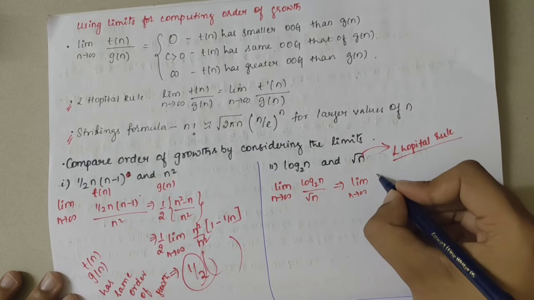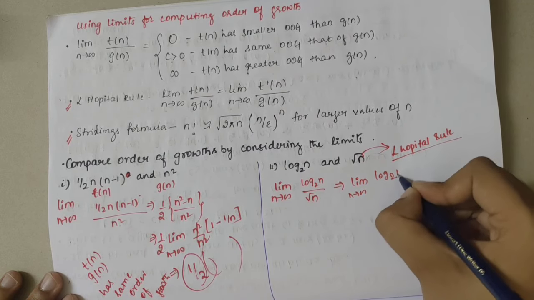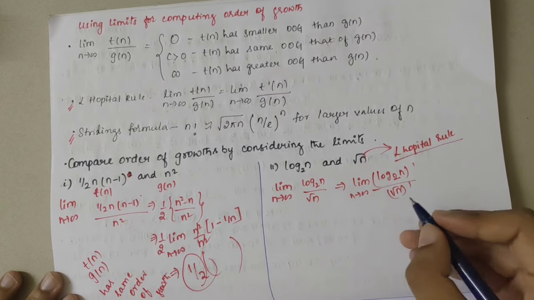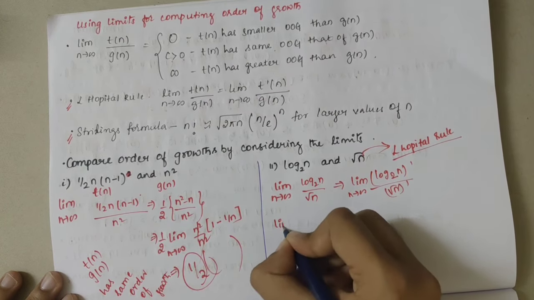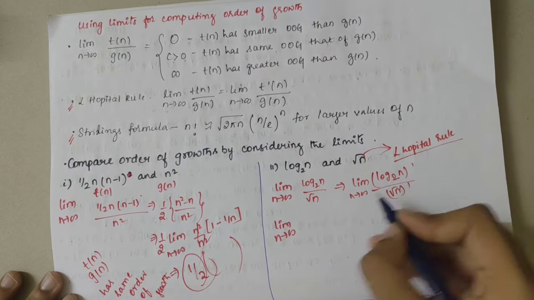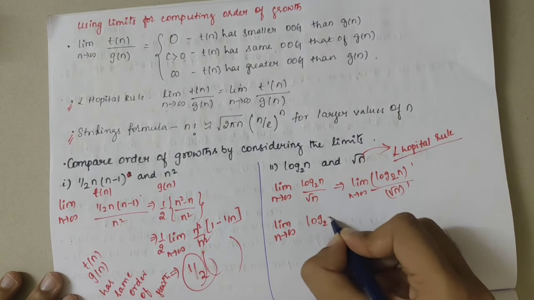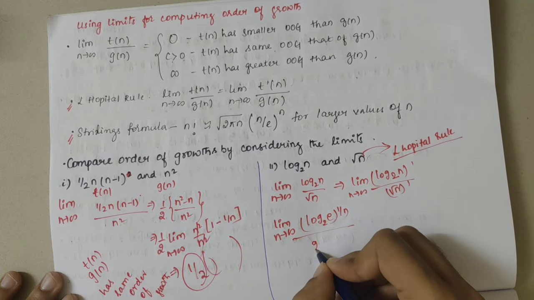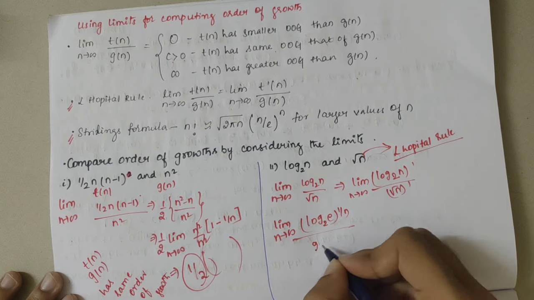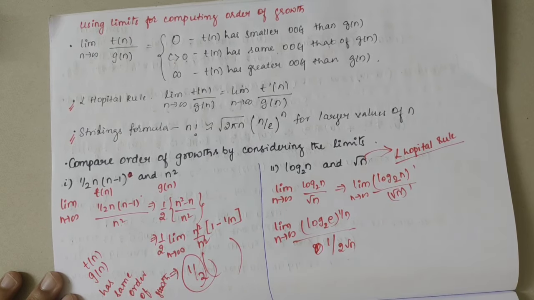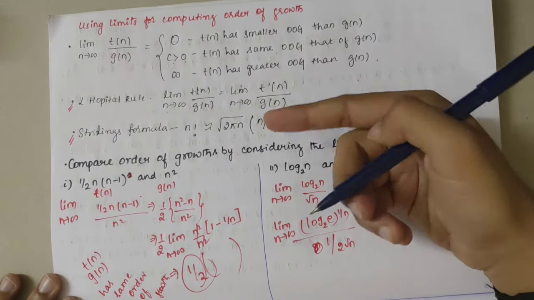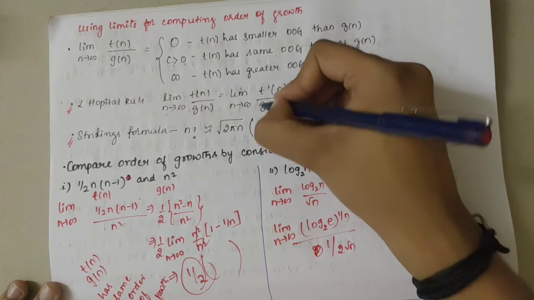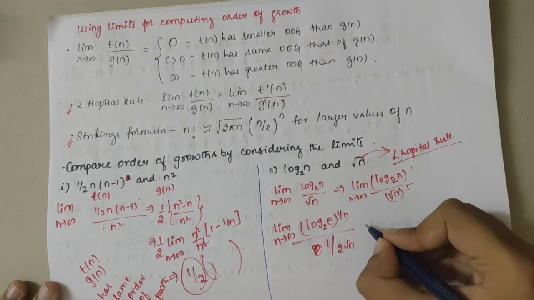So that says limit of n tends to infinity, log to the base 2 of n by under root n. So here I can write this as limit of n tends to infinity, log base 2 e power 1 by n, and here under root n is there, no? So I can write it as 1 by 2 root n, applying the formula here, t dash of n and here g dash of n.